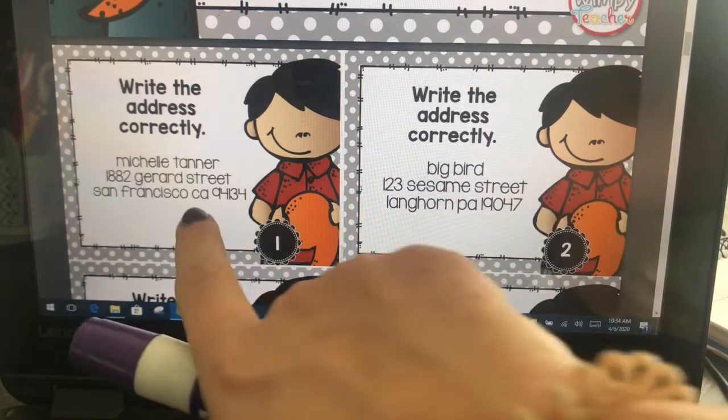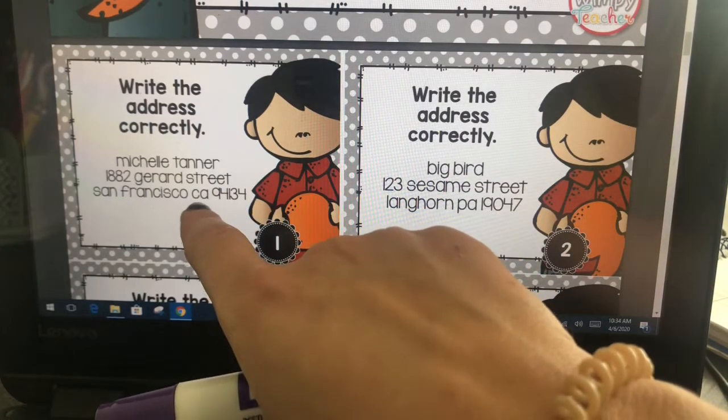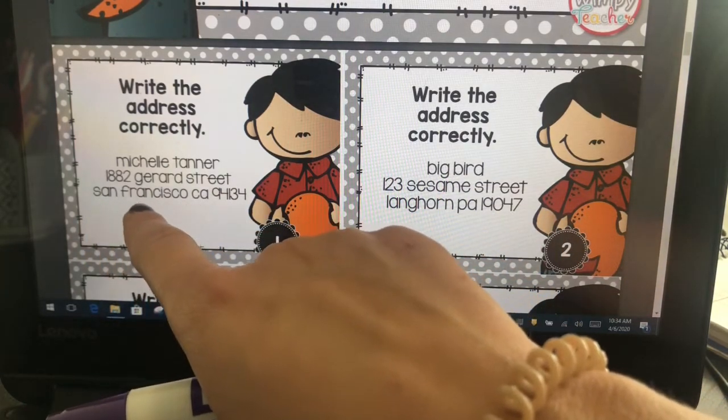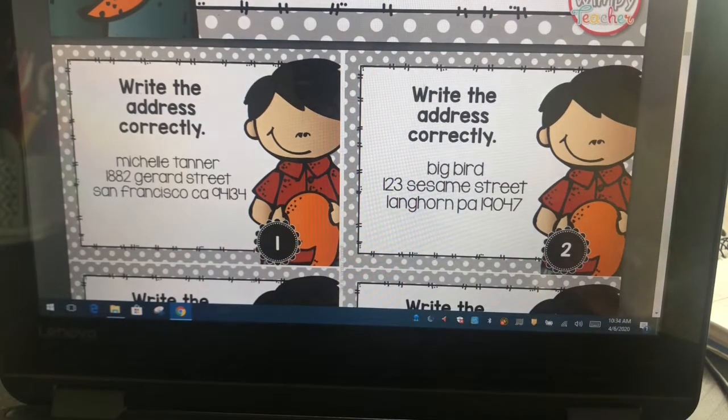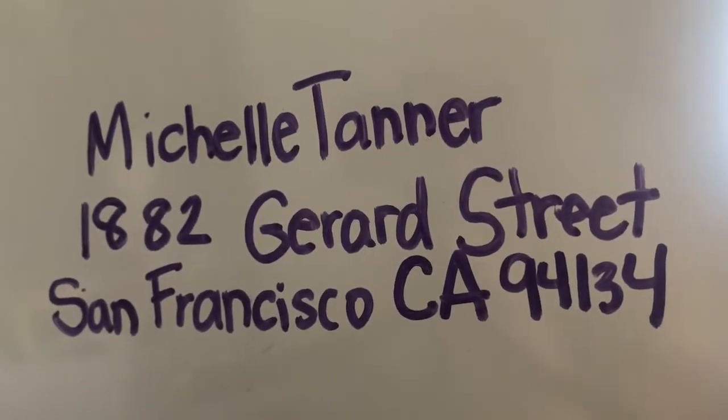And then, we come up to CA. Now, when it says CA, is that Ca or does that mean California? That means California because San Francisco is a city in the state, California. So I'm going to capitalize CA and then write the zip code 94134. So right now, our address looks like this. Perfect. The right capitalized letters.